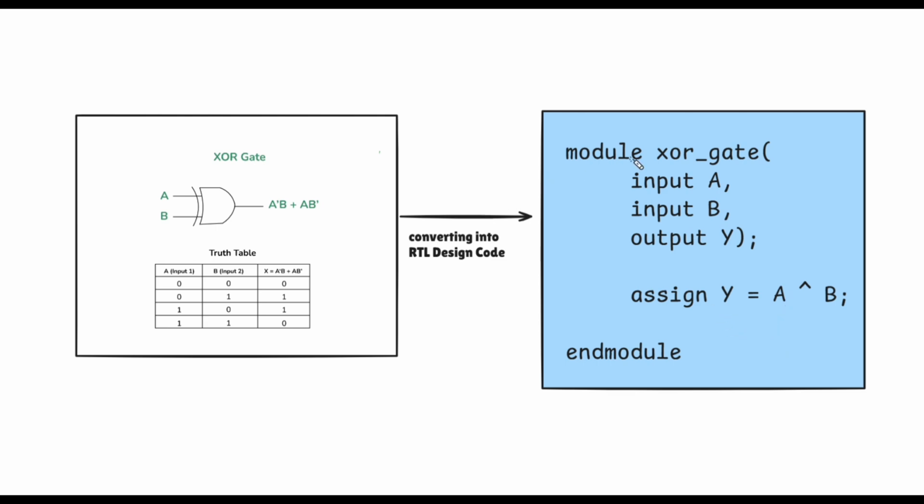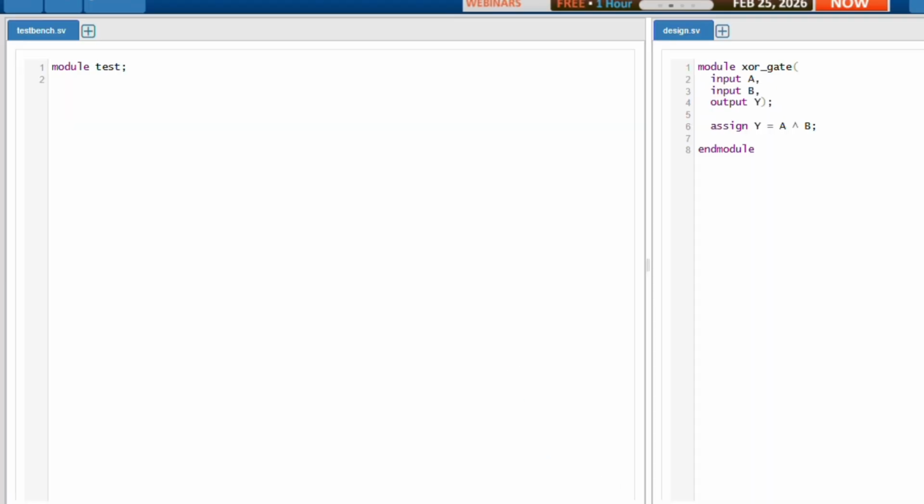So in RTL, we just describe the behavior: what inputs are present, all the possible functional behavior we write inside the design. Now let's see how we will create it inside a test bench, how we will verify this design DUT code inside our environment, the test bench environment. So this is my test bench environment.